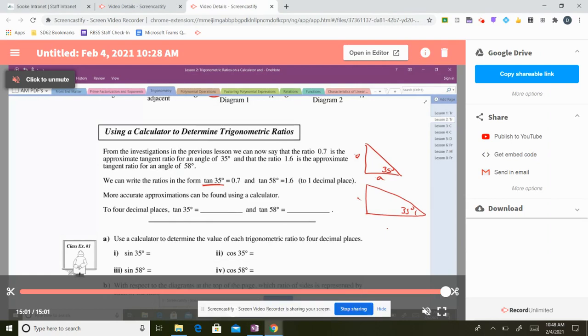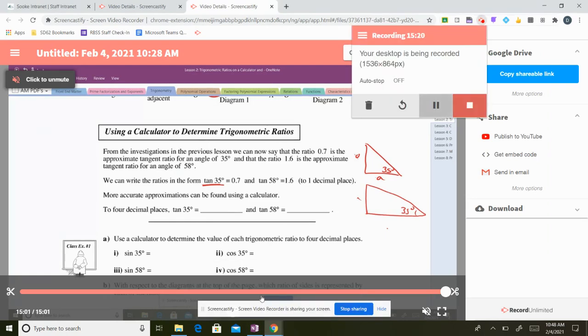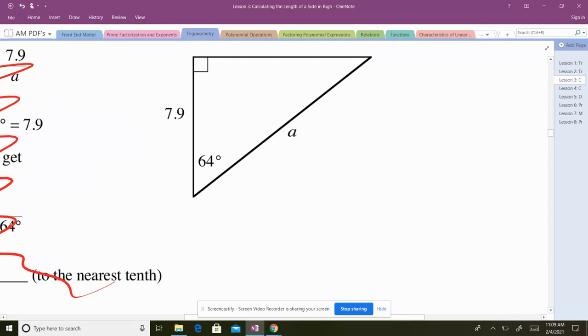There we go. So the opposite is the top. Where's the adjacent? 7.9. And what's A? Hypotenuse. Okay. They give us the adjacent, and we want to find the hypotenuse. What trig function involves adjacent and hypotenuse? Cosine. So we write out cosine of what always goes with the trig function? The degrees, the angle. So cosine of 64.